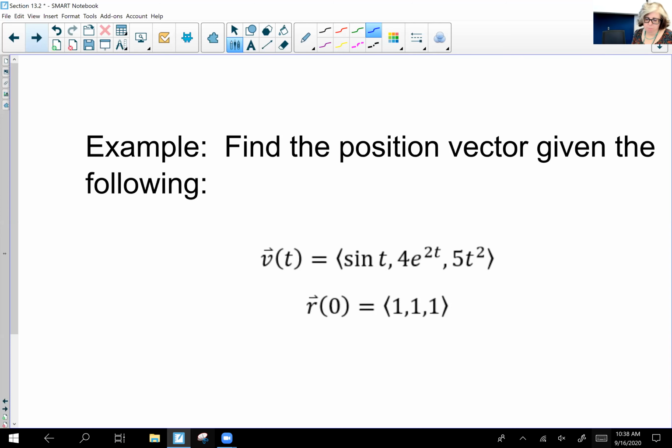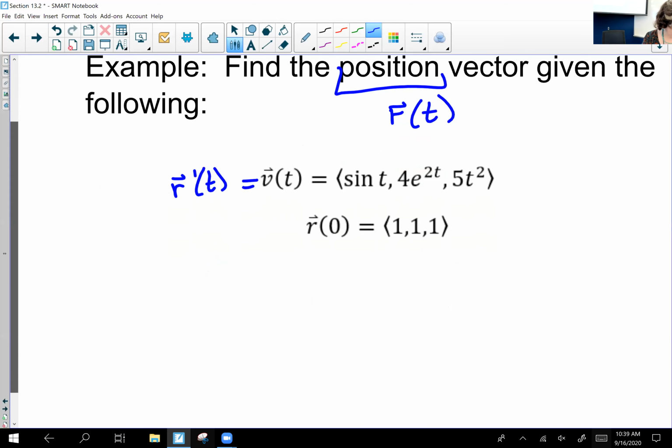Okay. Now, this time we want to find a position vector. So we want to find r of t, and we're given this information. Now we're given v, and so this is a velocity vector, but it's also known as our r prime of t. So let's go ahead and see how we're going to approach this one.